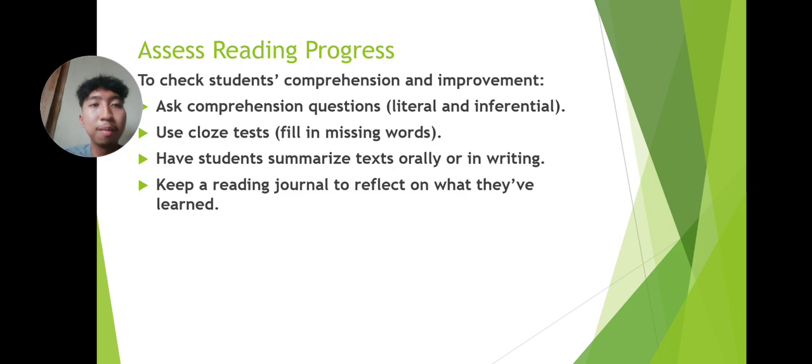And assess reading progress is the last. To check students' comprehension and improvement in reading skills, the first is we can do a comprehension test with questions, like literal and inferential questions. The second is use cloze tests or fill in the missing words like a riddle. And the third is have students summarize text orally or in writing. The last is keep a reading journal to reflect on what they have learned.